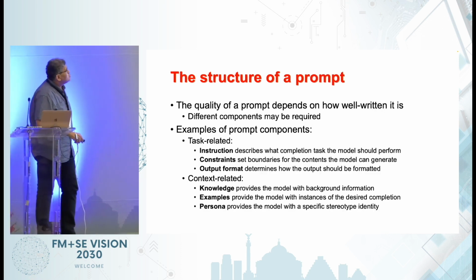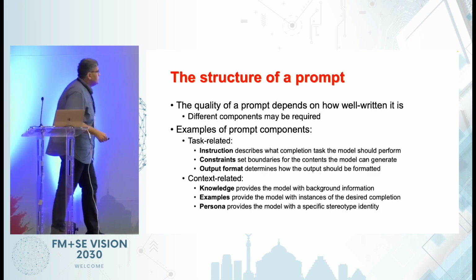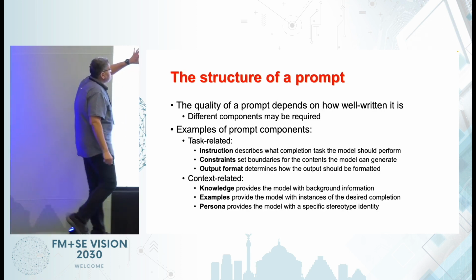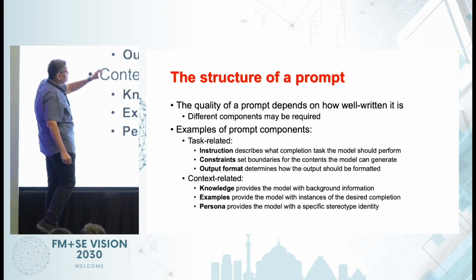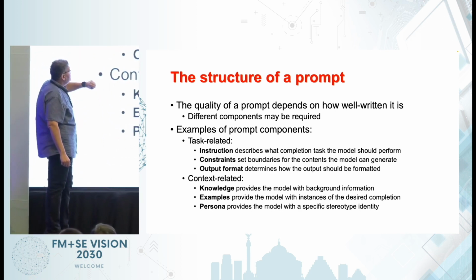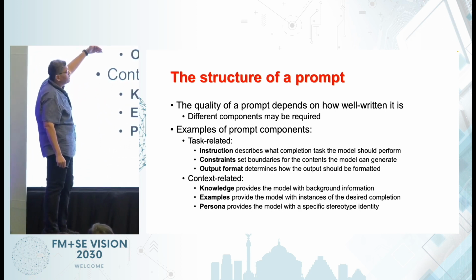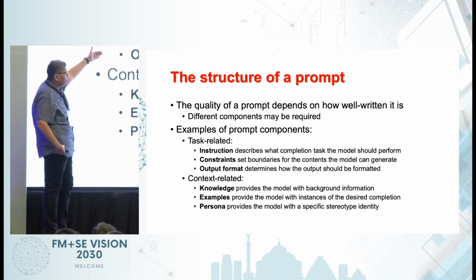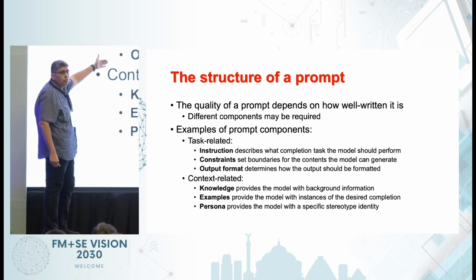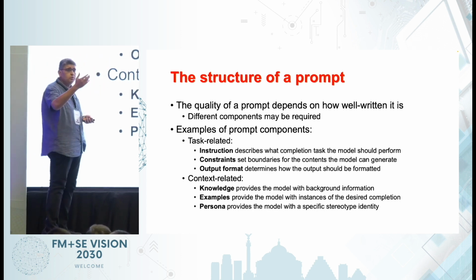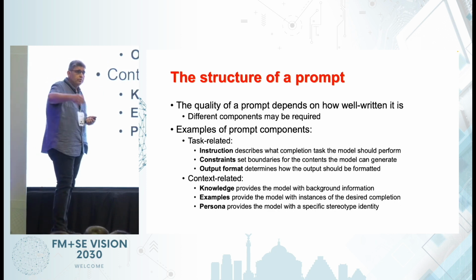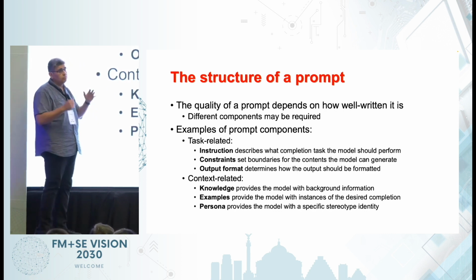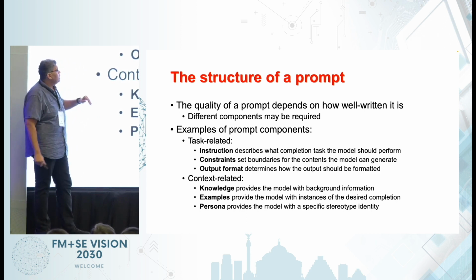Now, the structure of the prompt. There are two types of things: task-related information and context-related information. So, what you want done, what kind of constraints you want around it, how you want it formatted. For example, a lot of people that use GPT want output formatted in JSON. Until recently, ChatGPT had a hard time with JSON. It wasn't producing correct JSON. Just last week, they claimed that they have fixed this problem. Okay, so that's an example.